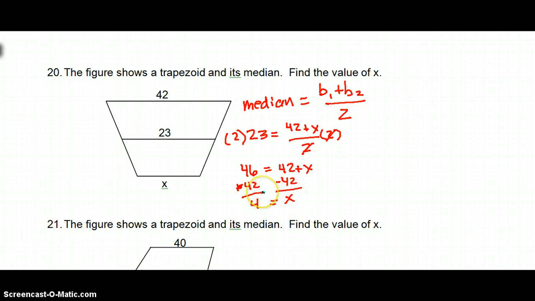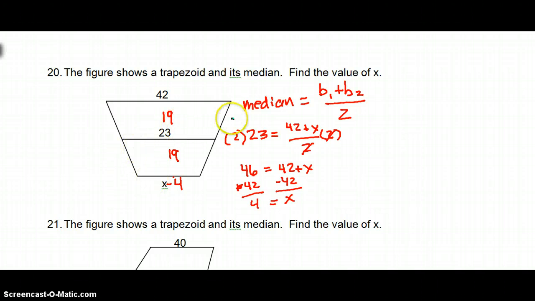Now, one way you can check these, if you put this right here, the distance between this base and the median should be the same as this median and this one. So between 23 and 4 is 19, and 23 plus 19 is 42. So the same distance, so our answer checks out.